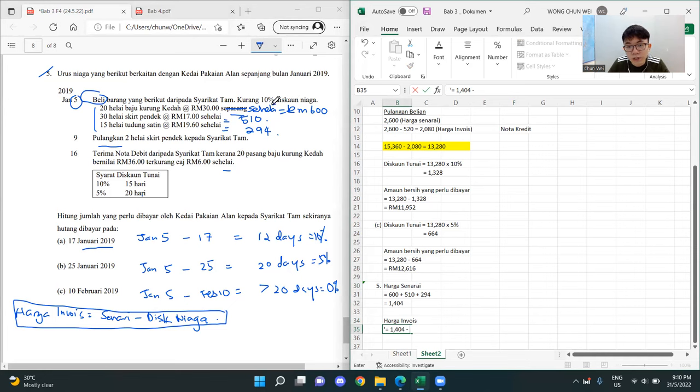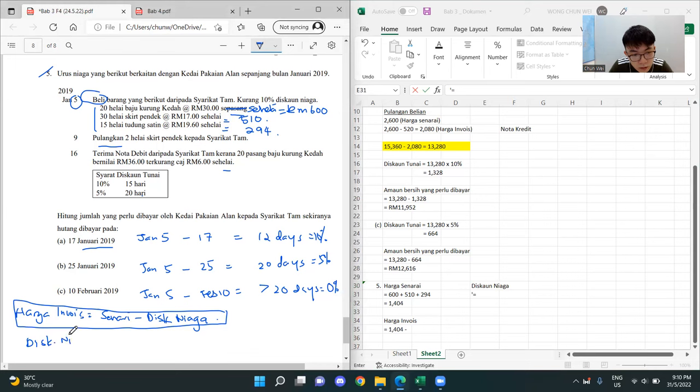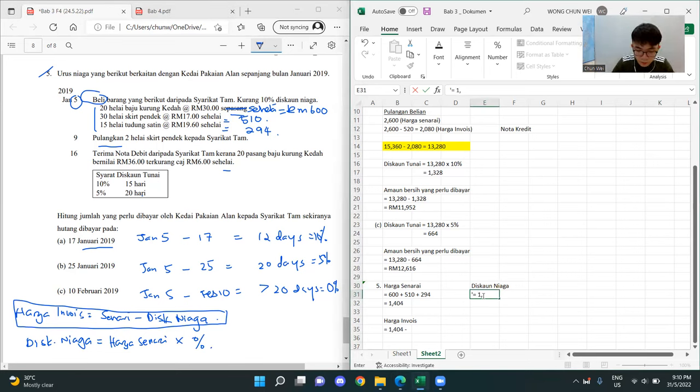So how much is the discount niaga? So if I want to calculate the discount niaga, the discount niaga will be based on the harga senarai. If you want to take out the formula, the discount niaga is actually the harga senarai times the percentage. So how much the harga senarai here is 1404, and the percentage is 10% here. So times 10%. So here you go.